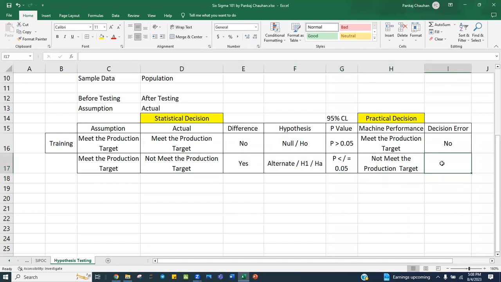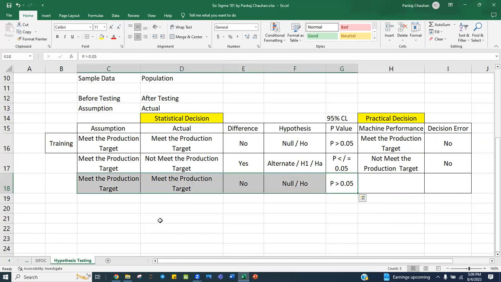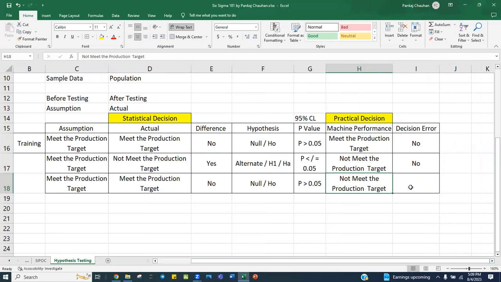So again, there is no decision error you are making. There may be a third case, where your assumption was that you will meet the production target, and actually you meet the production target. So there is no difference. This is a case of the null hypothesis, and the p-value will be greater than 0.05. But for some reason you could not sync with the statistical decision, and now you are writing a report that the machine will not meet the production target. So you are making a decision error here.